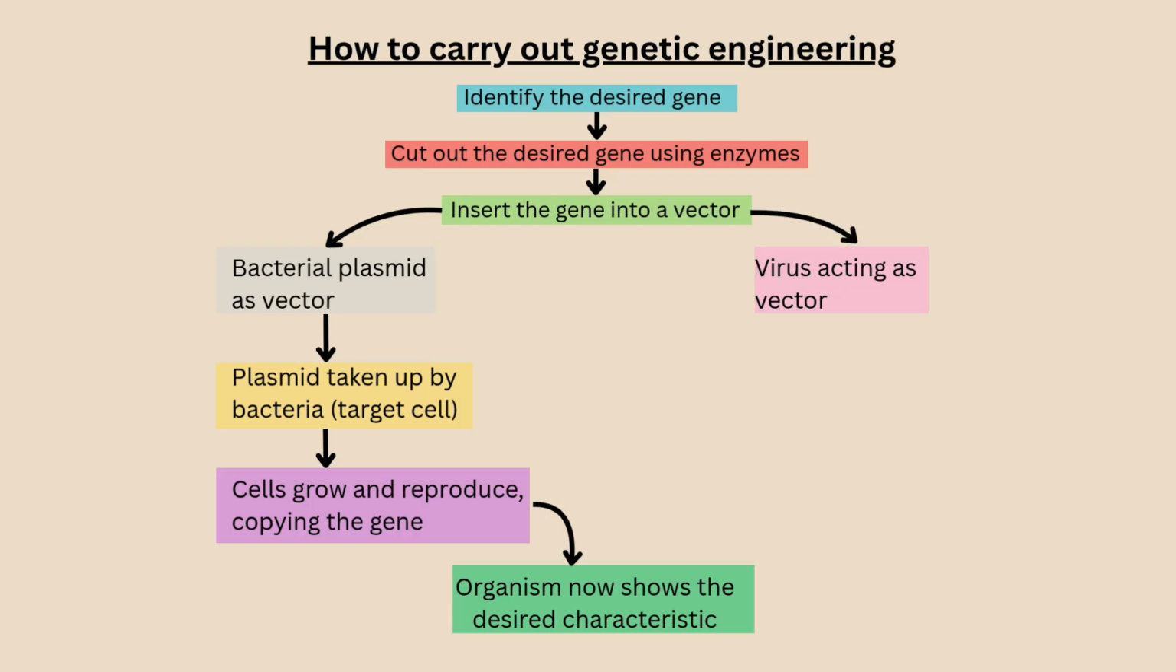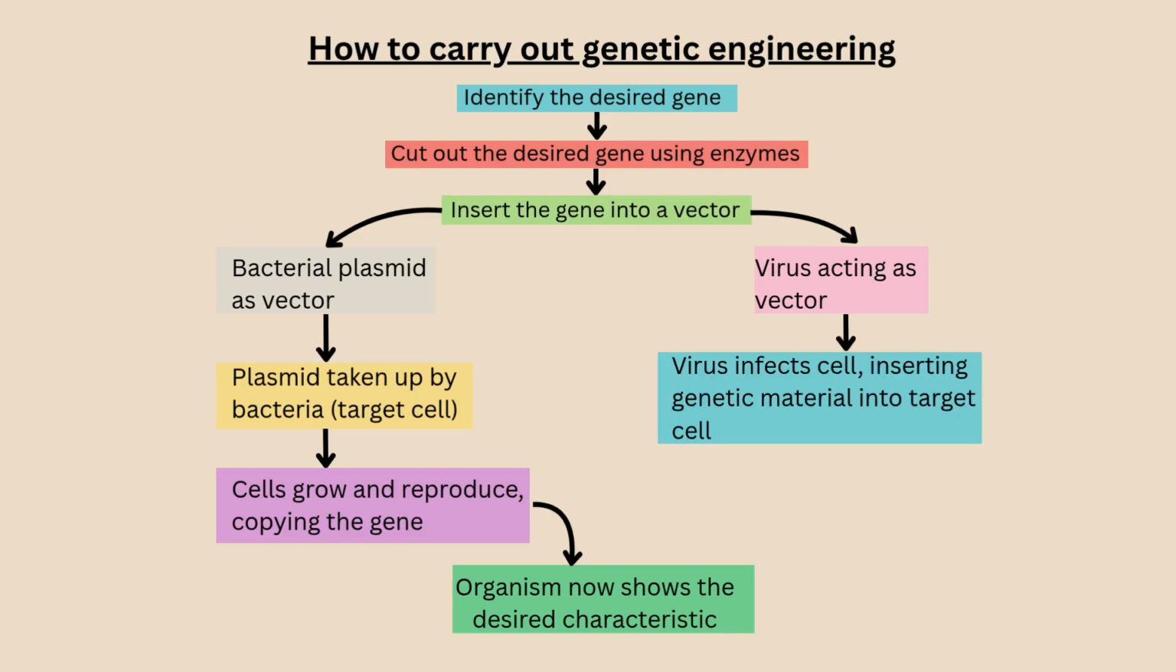Another alternative is that we will use a virus as a vector. When a virus infects a cell, it will insert the genetic material, i.e. the gene, into the target cell. As this target cell grows and reproduces, it will copy the gene. And so again, the organism will now show the desired characteristic.